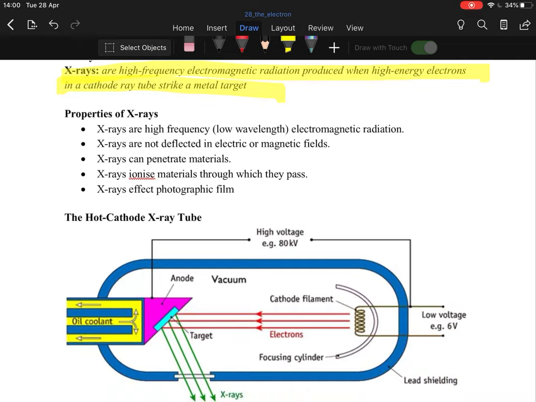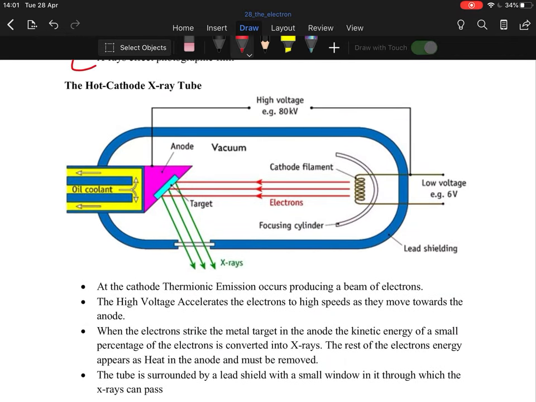What are X-rays? They are high frequency electromagnetic radiation produced when high energy electrons in the cathode ray strike a metal target. Properties: know these. They usually ask, if you know three of these, you should be fine. They usually ask for two if they ask for any at all. X-rays are high frequency, but low wavelength. They are not deflected, they can penetrate materials, and they can ionize what they pass through.